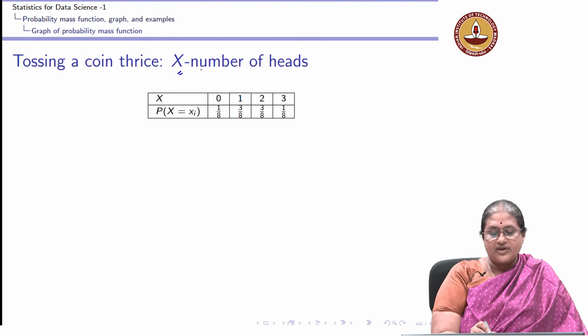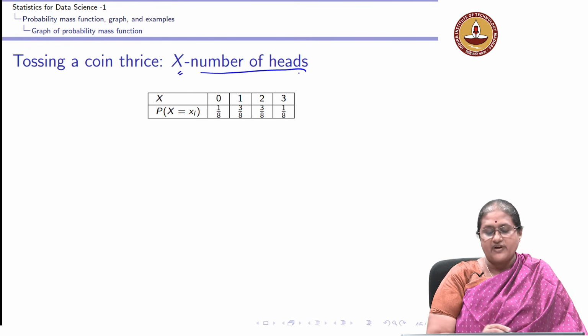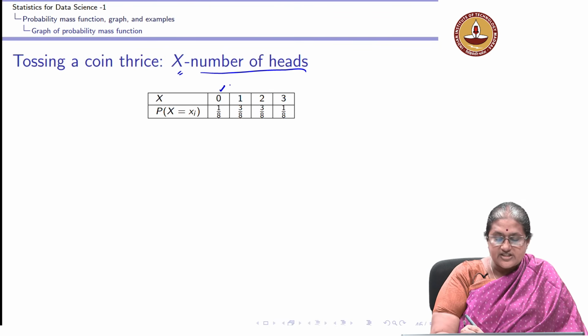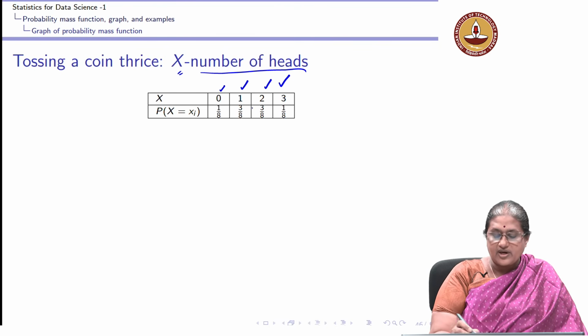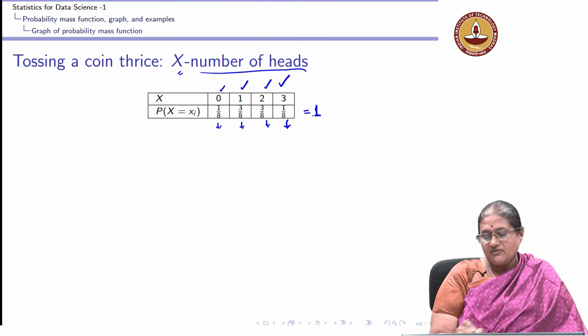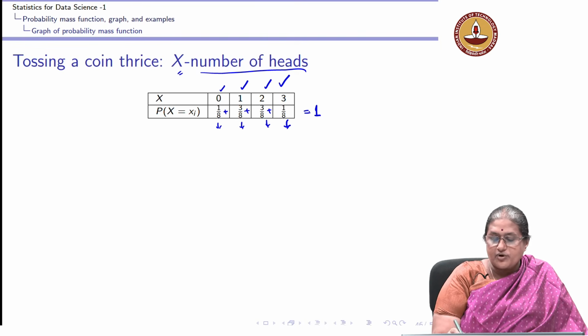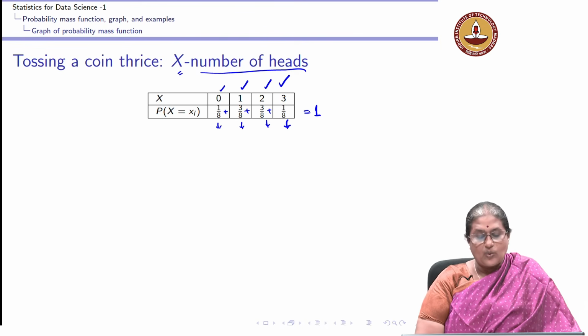Let's go to the example of tossing a coin 3 times. Again, my random variable was counting the number of heads. We knew that the value this random variable takes is 0, 1, 2 or 3 with the probabilities 1 by 8, 3 by 8, 3 by 8 and 1 by 8. We again verified this is a probability mass function because the sum of the probabilities is equal to 1.